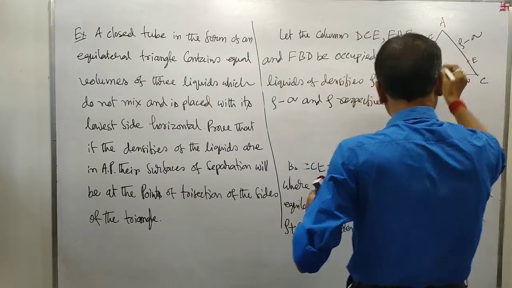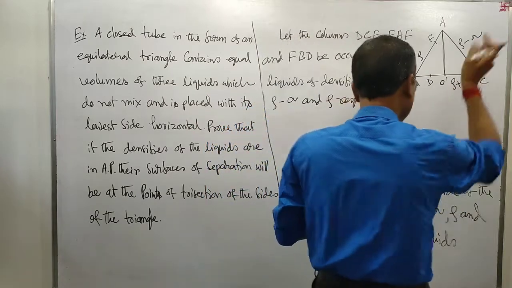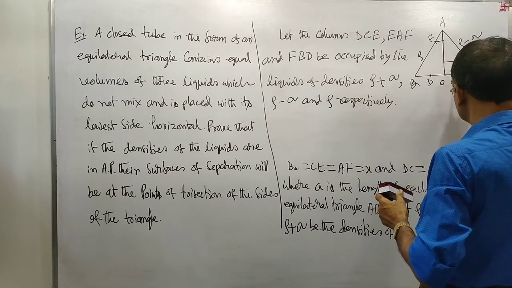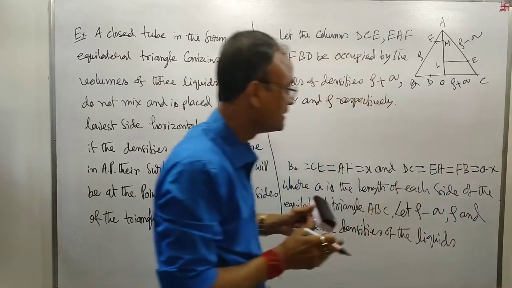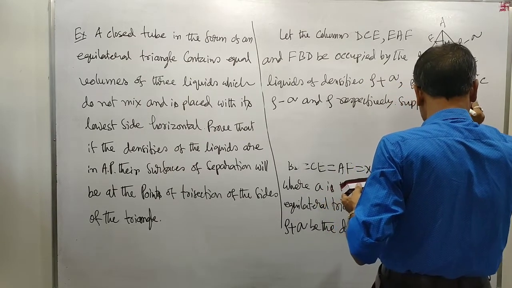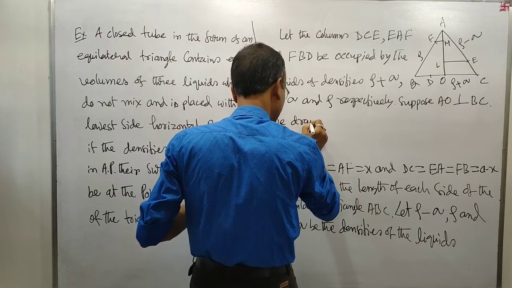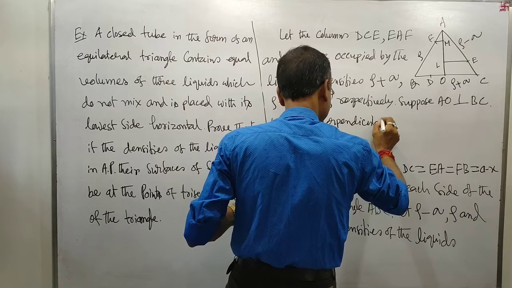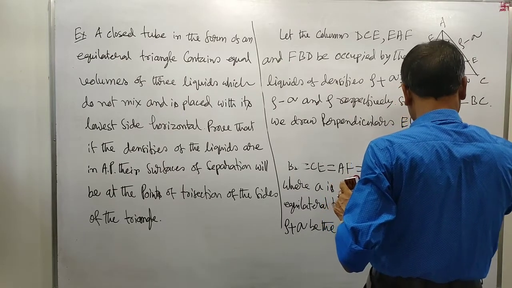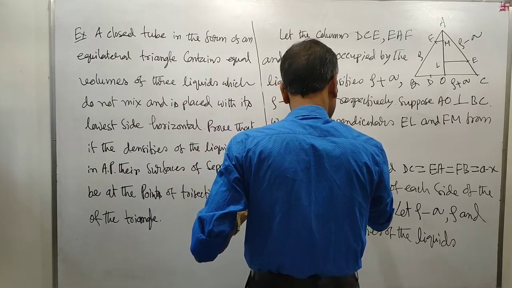Let us draw the perpendicular AO. Suppose AO is perpendicular on BC. We draw perpendiculars EL and FM from E and F on AO respectively.